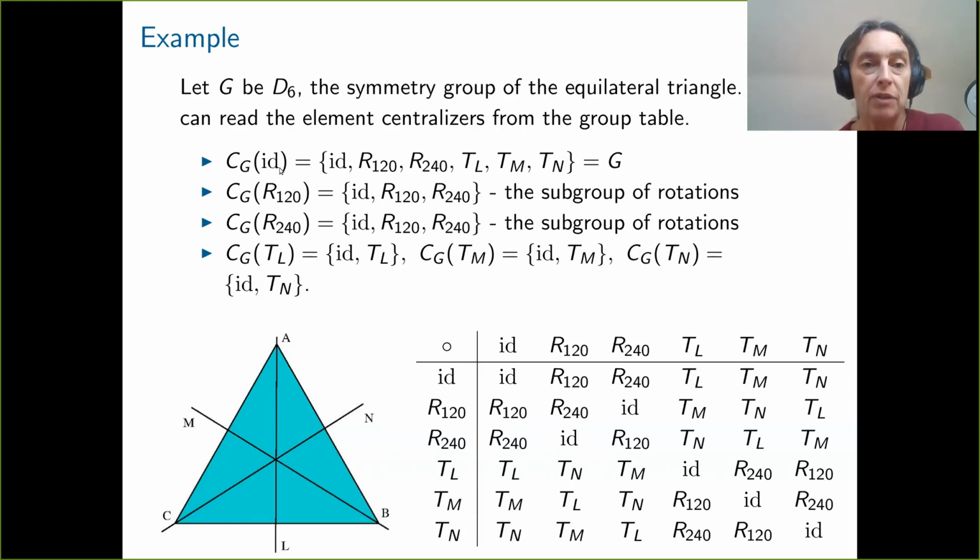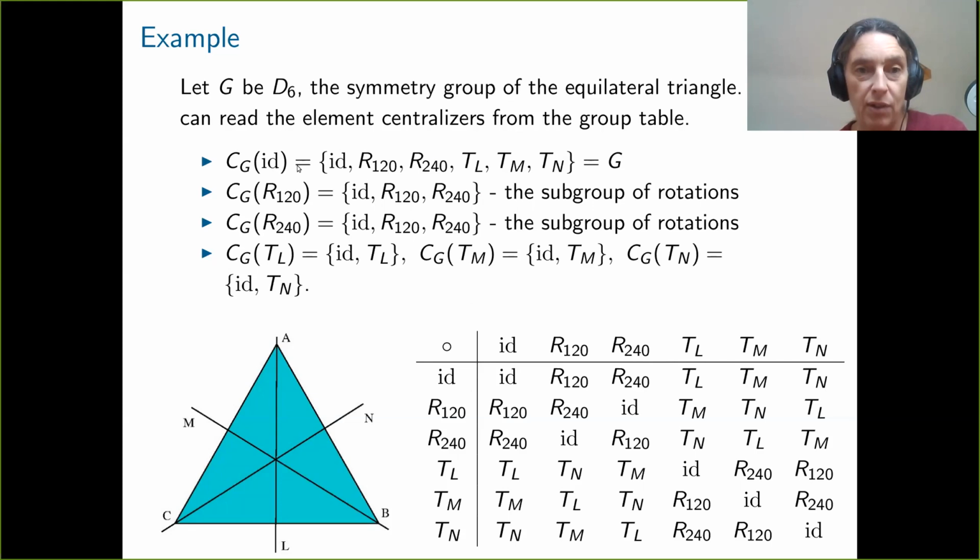So the identity element, first of all. Well, the centralizer of the identity element is the set of all elements in the group that commute with the identity element. So for each one, we can ask ourselves, does it commute with the identity or not? And of course, in all cases, the answer is yes. For the identity element, because it's written into the definition of a group, that must commute with everything. So the centralizer of the identity element is the entire group G. All of these elements commute with the identity.